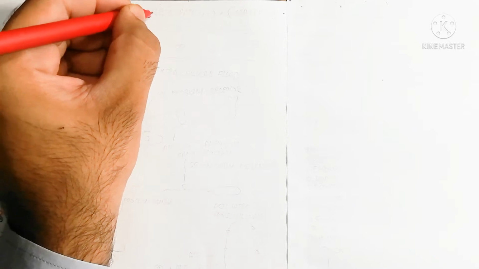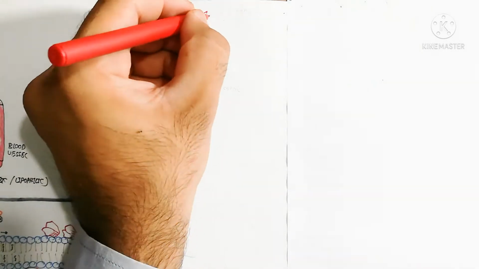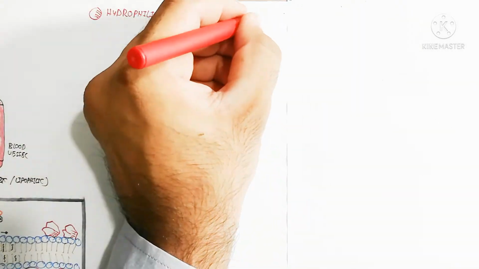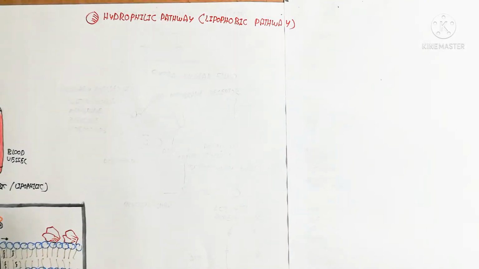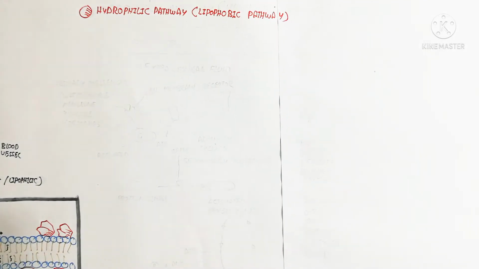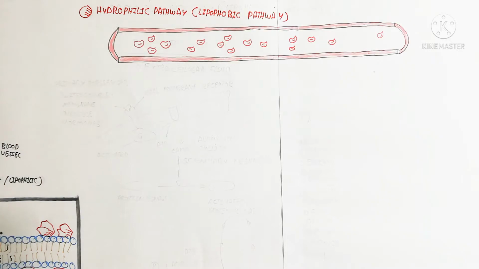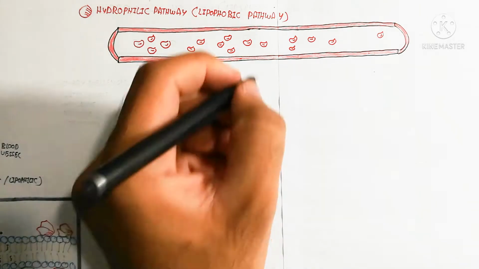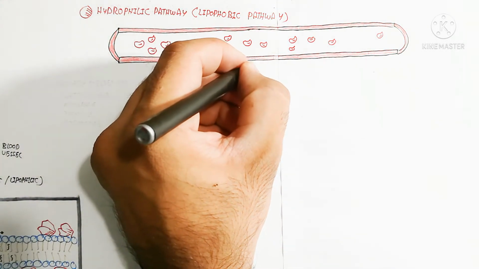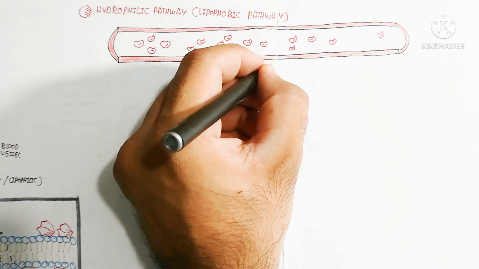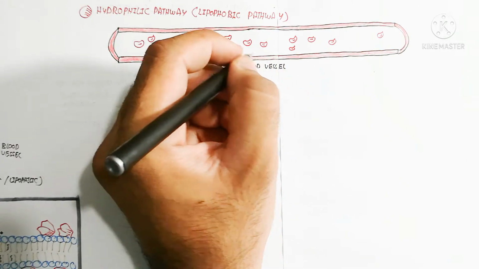While for the signal, the carrier protein will carry the steroid and move inside because it is hydrophobic but lipophilic, which means it can move. But the hydrophilic pathway is different as compared to it. Here is the blood vessel. So let's begin to understand the hydrophilic pathway, or lipophobic pathway.